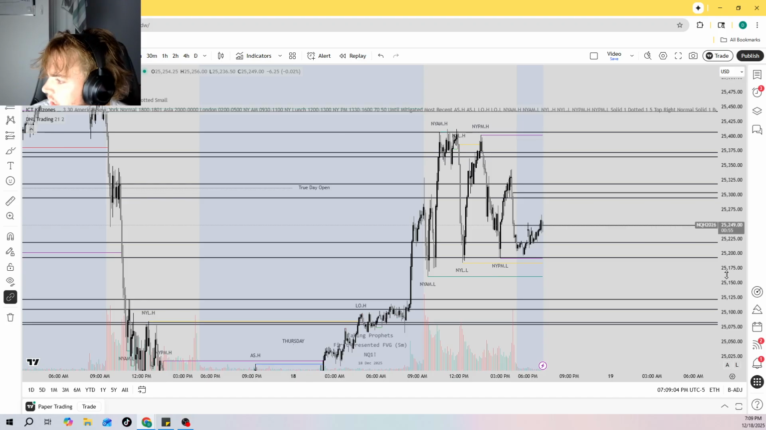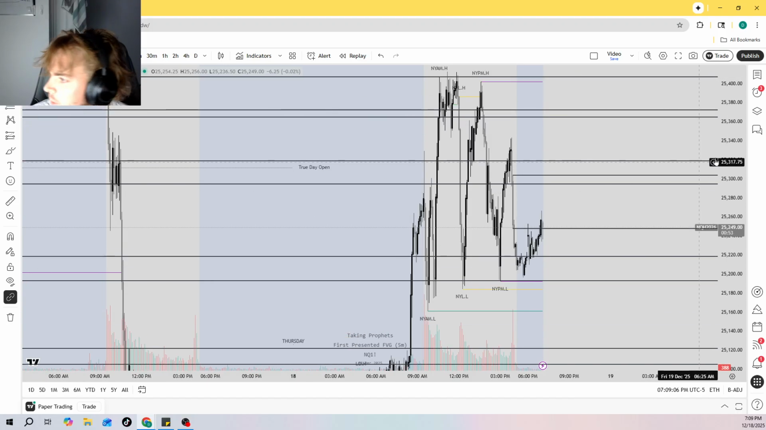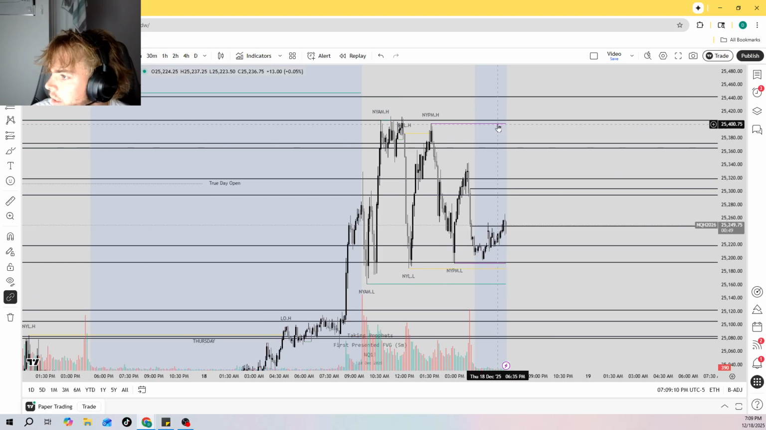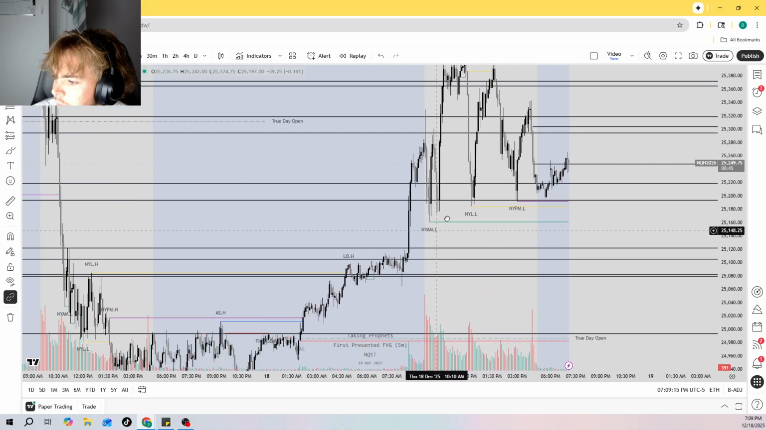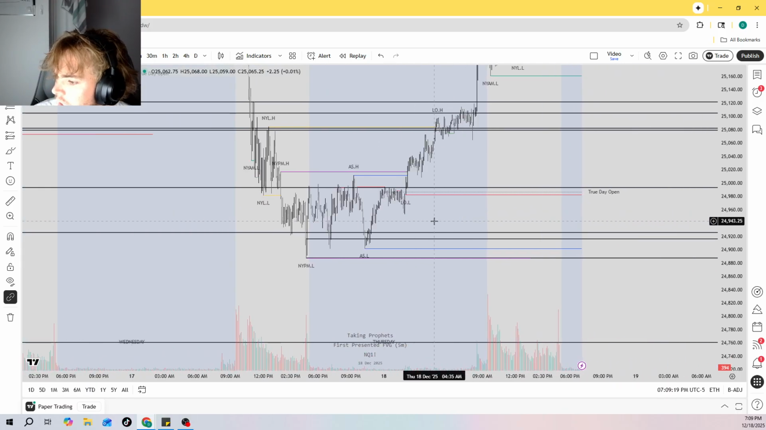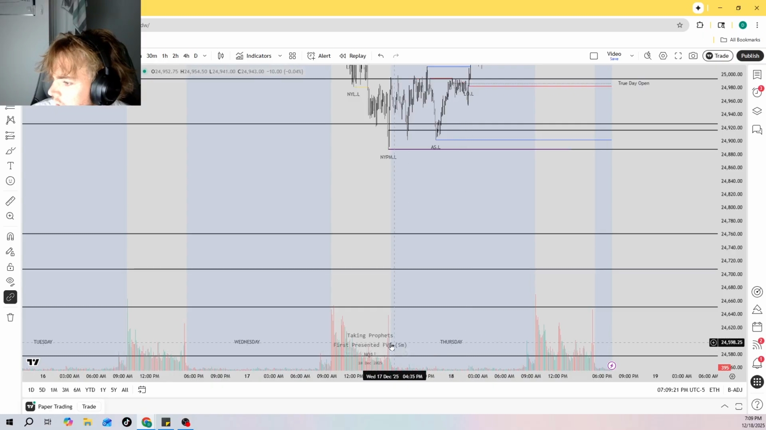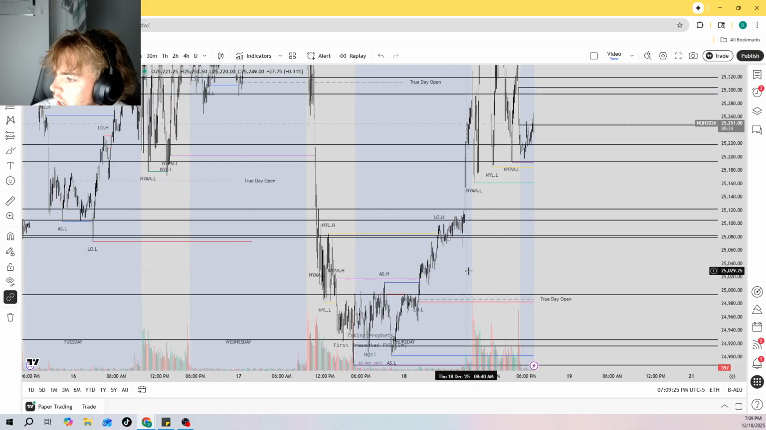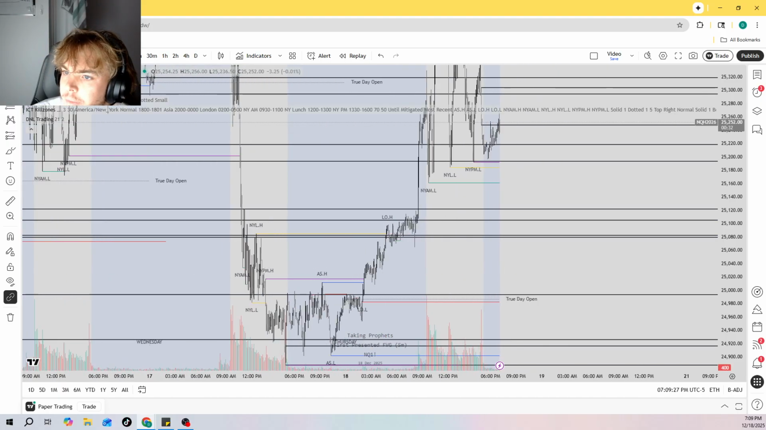So the ICT kill zones indicator, what that one is doing, is just making our lives really easy. It's marking out the PM high, PM low, lunch high, lunch low, AM high, AM low, London high, London low, Asia high, and Asia low, along with giving us our days down here, so we can just easily see what day it is. So that's the ICT kill zones one.